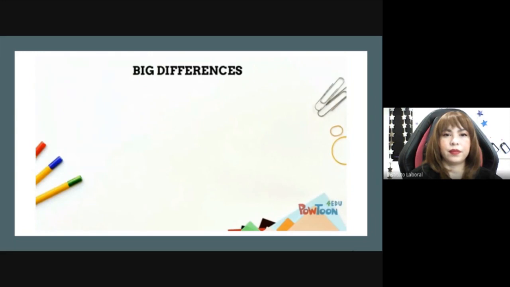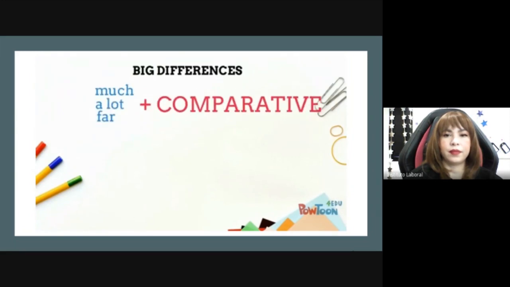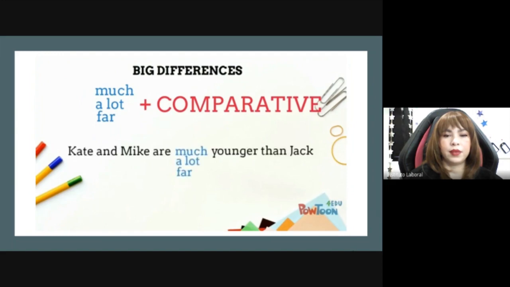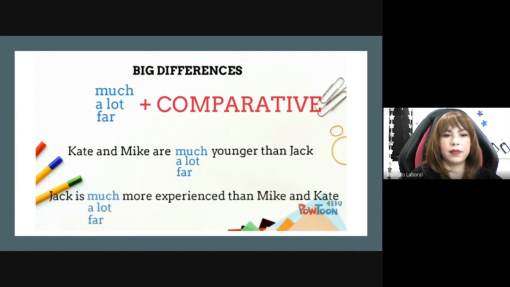To talk about big differences, we use the words much, a lot, and far before the comparative. For example, Kate and Mike are much younger than Jack. Kate and Mike are a lot younger than Jack. Kate and Mike are far younger than Jack.